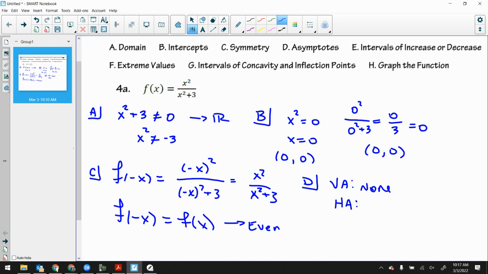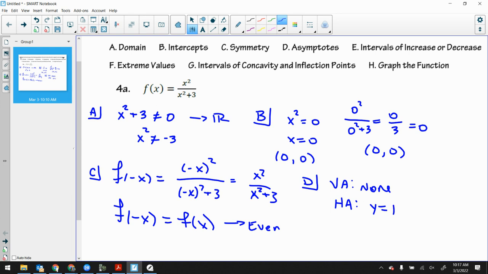Do I have the possibility of having a slant asymptote? No, because the degree on the top has to be 1 greater than the degree on the bottom. So that's not happening here, but I do see that I have the same degree on top and bottom. That means I take my leading coefficients. So y is equal to 1 over 1. So y is equal to 1.